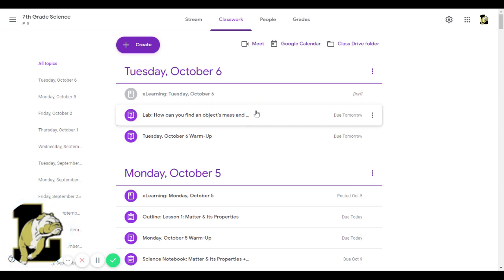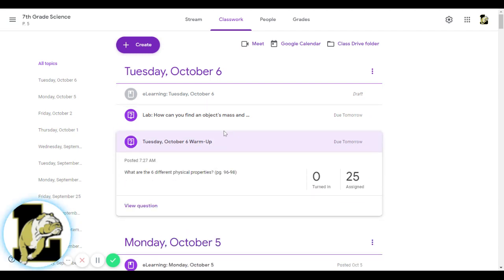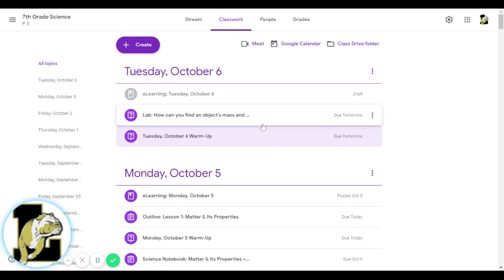Today, on Tuesday, October 6th, answer this question on page 96 through 98. It says, what are the 6 different physical properties? If you completed yesterday's lab, then you know what physical properties are. A couple of examples of those would be mass, weight, solubility, etc. You can go to page 96 through 98 in your online textbook in order to find that out.